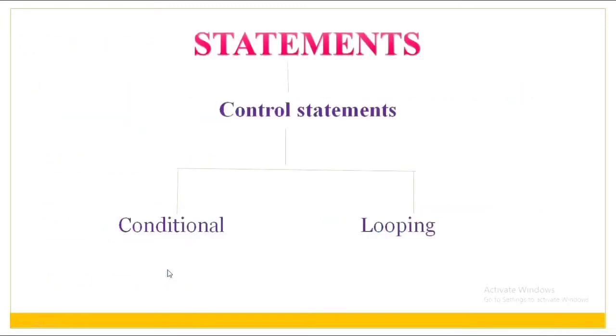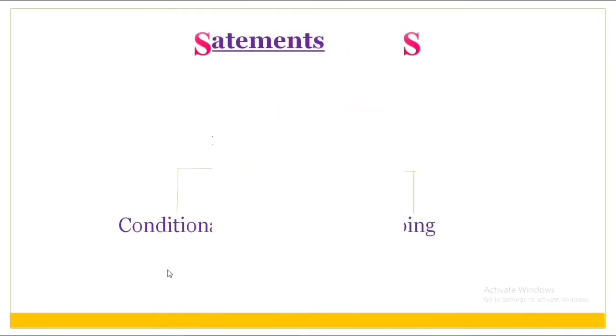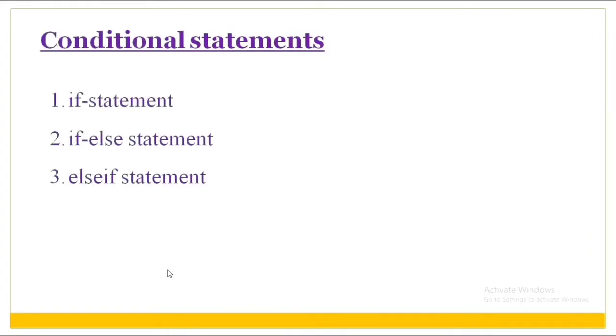Next, statements. Control statements in Perl. There are two types of control statements: conditional statements and looping statements. Conditional statements are statements that can only be executed based on the fulfillment of a particular condition. Conditional statements are the if statement, if else statement, and else if statement. First, the if statement.